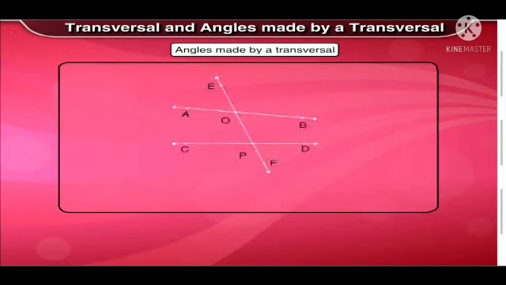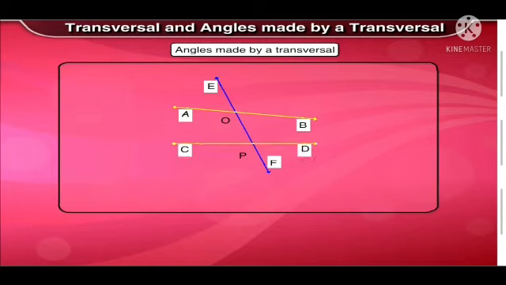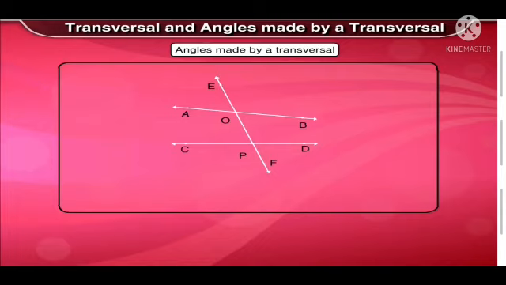Angles made by a transversal. Look at the figure. Line E and F intersect line AB and line CD in two distinct points O and P respectively. Therefore, line EF is a transversal. The transversal EF makes 8 angles, 4 at point O and 4 at point P. If you observe these angles carefully, you will find one arm of each of these angles is on the transversal and the other on one of the given lines.